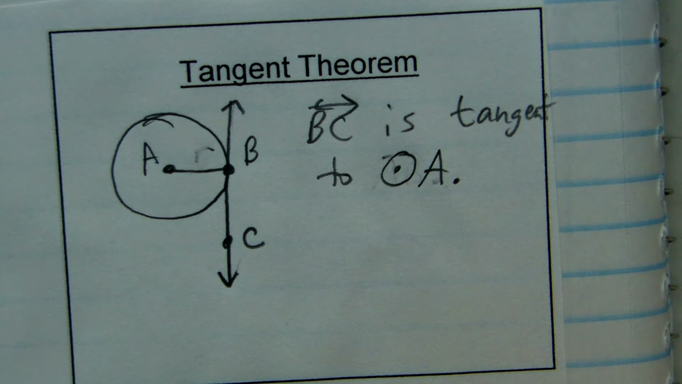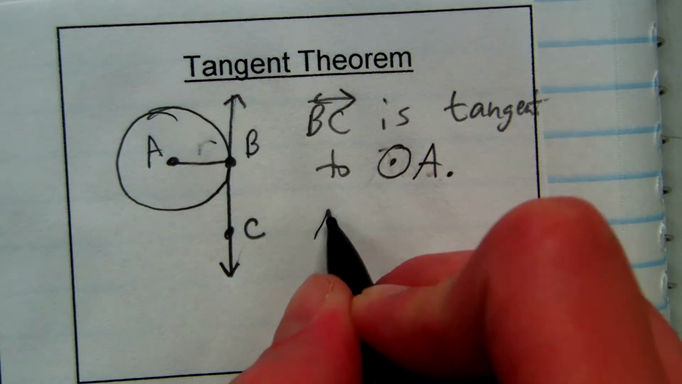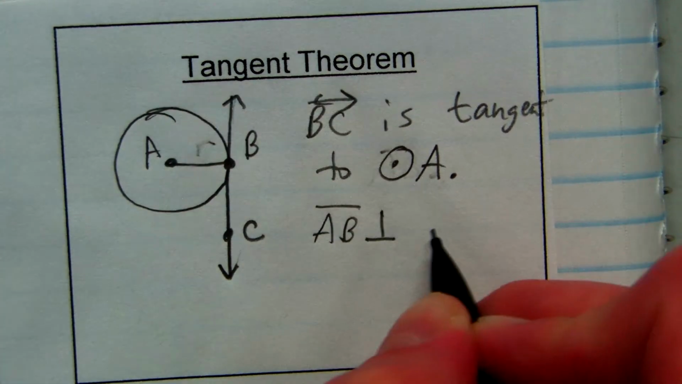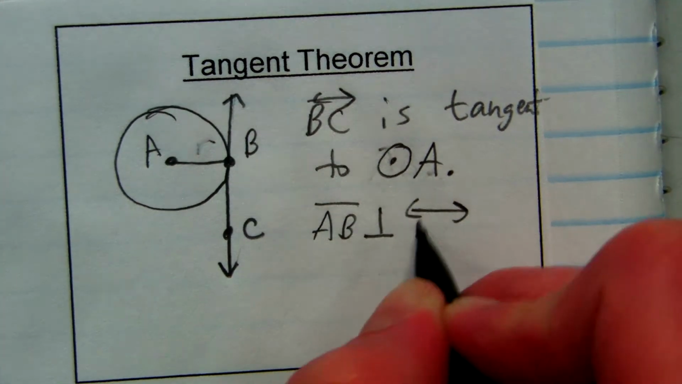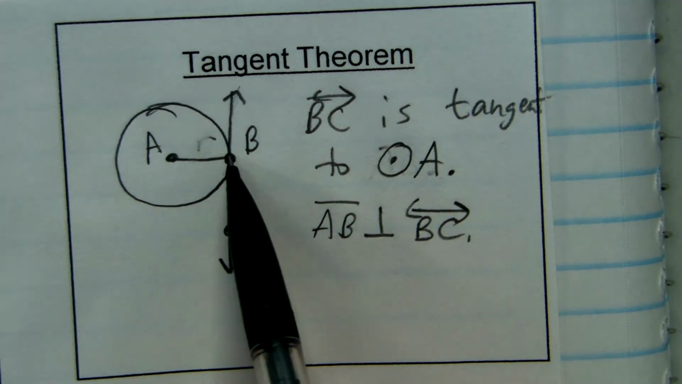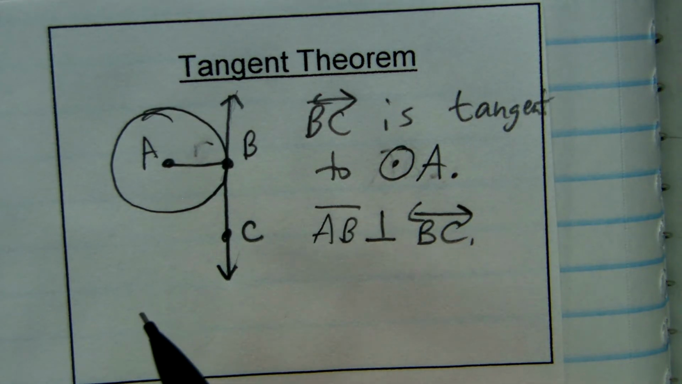If that's true, then AB is perpendicular to line BC. So anytime you have a tangent like this that meets up to the edge of a radius, it may have just blipped out. Sometimes our connection's not so good.